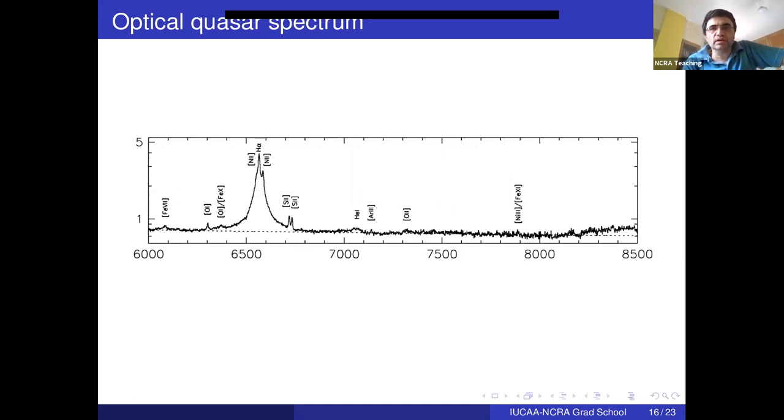Now we go into the infrared bands, and there the number of lines reduces. The most prominent line here, of course, is the H alpha line. And the H alpha line is surrounded on both sides by two nitrogen lines, which are referred to as the N2 doublet. The wavelength of H alpha is 6563 angstroms.